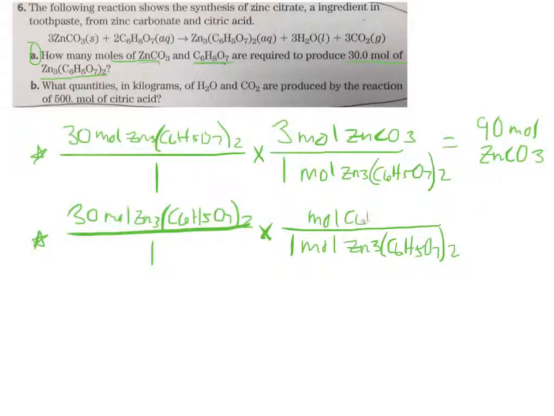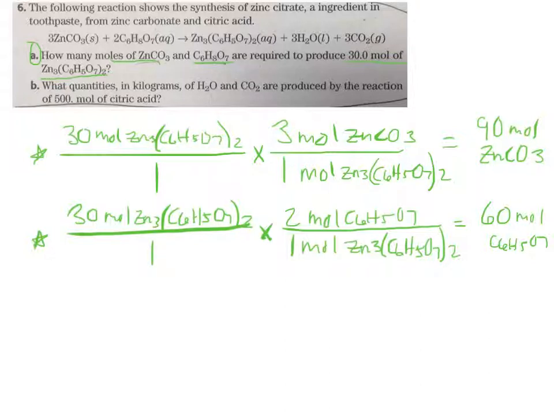That's our C6H5O7. And the coefficient on that is 2. If you look at our original equation, our balanced chemical equation, that will be 2, giving you a total of 60 moles of C6H5O7. So that's all part A.